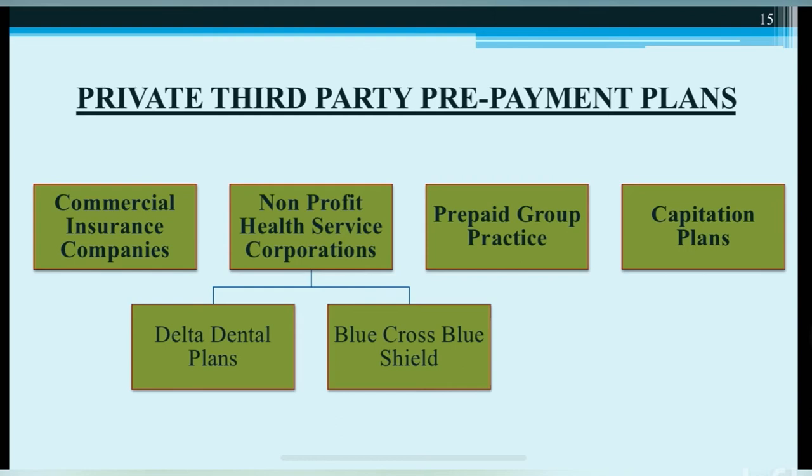Under the second one, that is non-profit health service corporation, two things come. The first one is Delta Dental Plan, and the second one is Blue Cross Blue Shield.